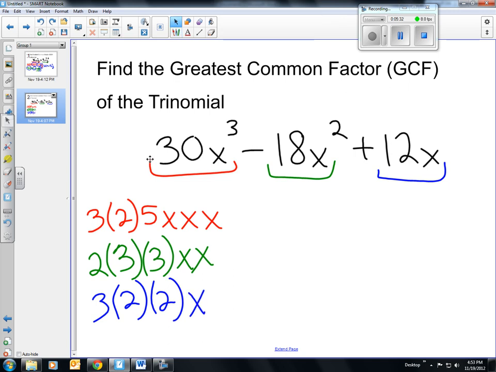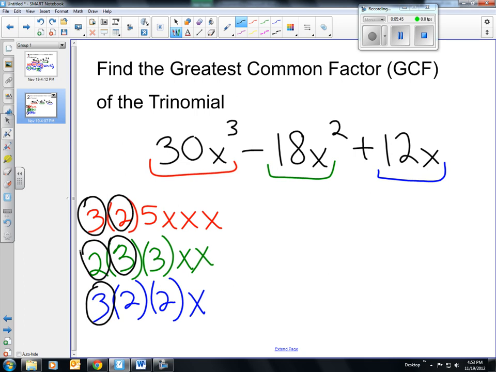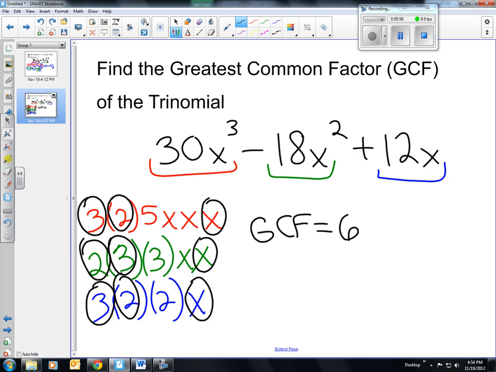Again, we're looking for the greatest common factor. What's common between all 3 of them? They're all going to share a 3 and a 2, and then they're all going to share 1 x together. So we can say the GCF of this expression is going to be 6x.